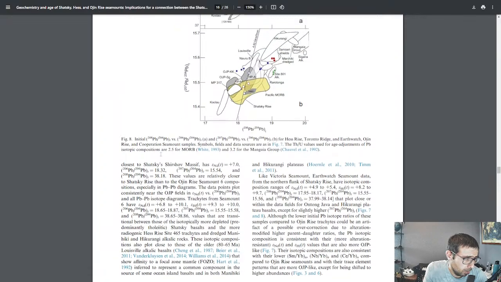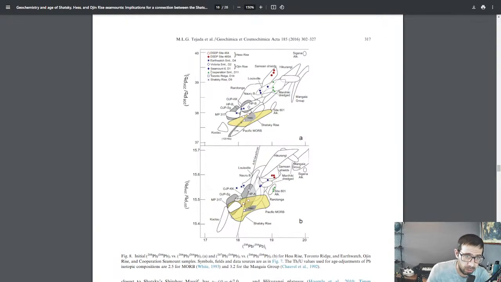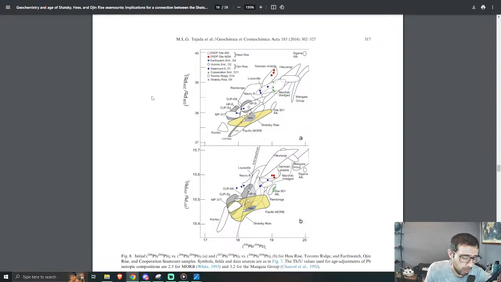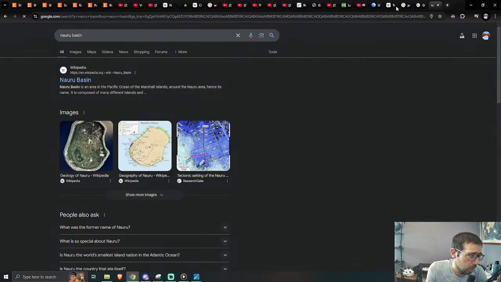OJP? Is that Ontong Java Plateau? It must be. Oh, here's an overlay. Here we go. Hikurangi, Manihiki, Mangaya group, Louisville, Rarotonga, Nauru Basin. I forget why I know Nauru Basin. I think that's next to Ontong Java. Yeah.